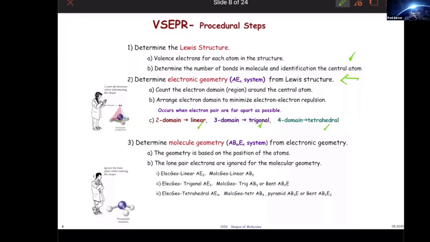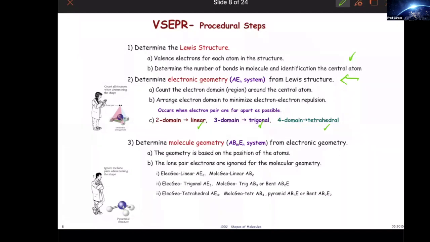The molecular geometry requires us to replace these valence electrons with atoms for certain chemicals and make them bonded atoms. This is how we determine the molecular shape, the molecular geometry, of a chemical.